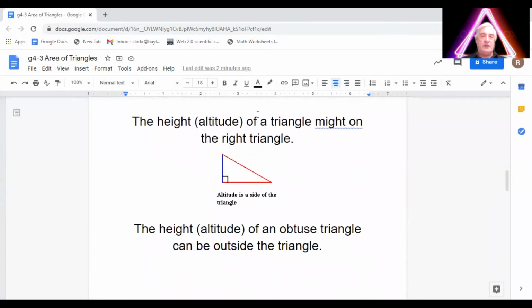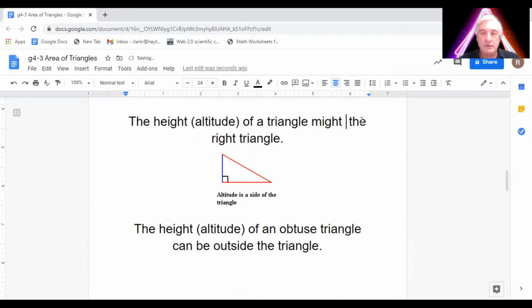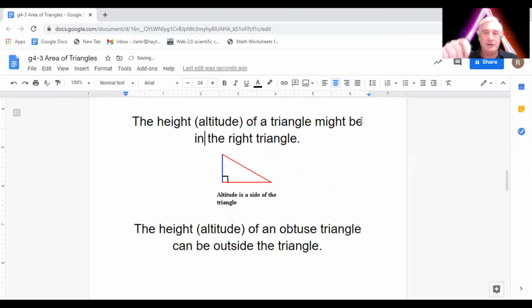The height or altitude of a triangle might not be in the triangle. Sometimes it's in the right triangle or on the right triangle. Take a look at my right angle. This is the base. That blue one is the height. It's built into the right angle. If you get a right triangle, one of those that is not the hypotenuse is the base and one is the height.